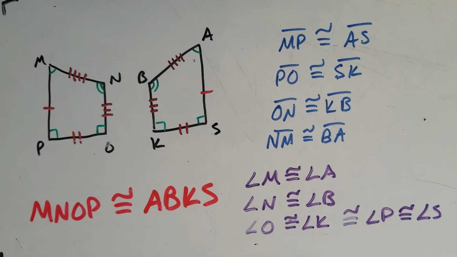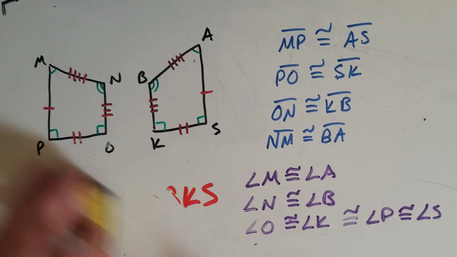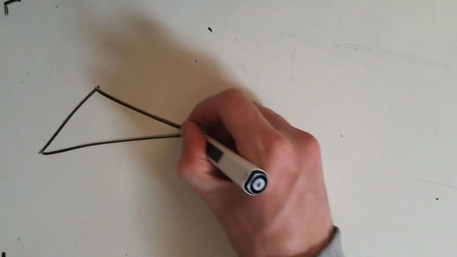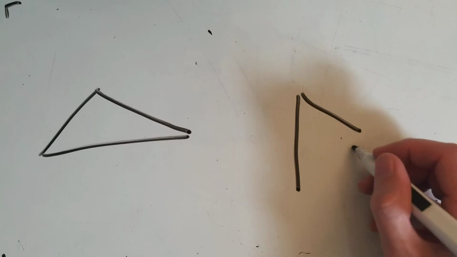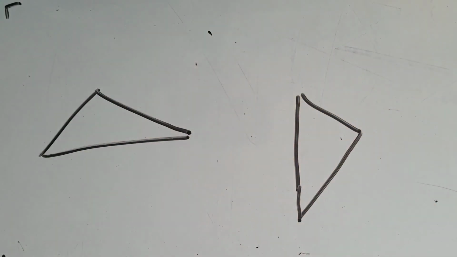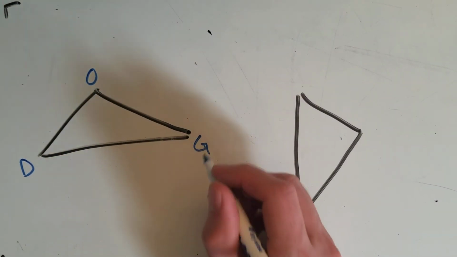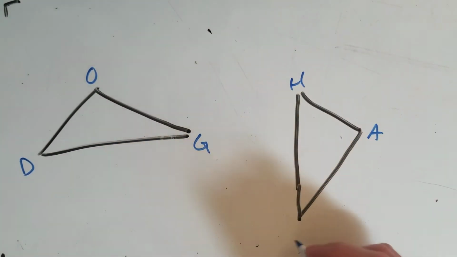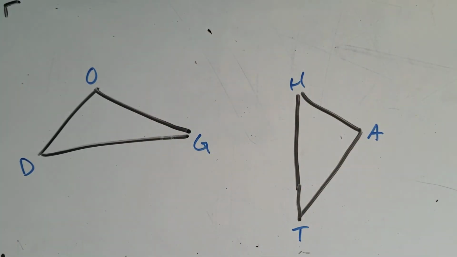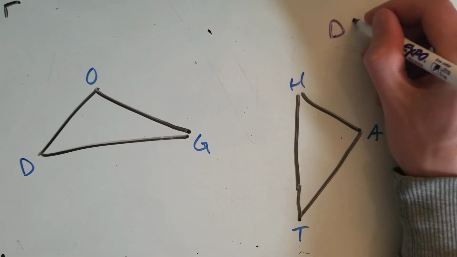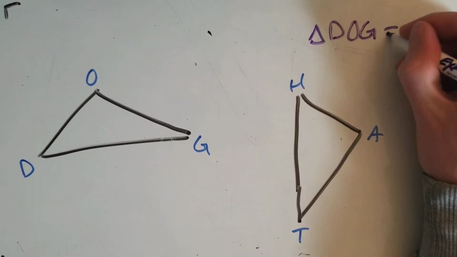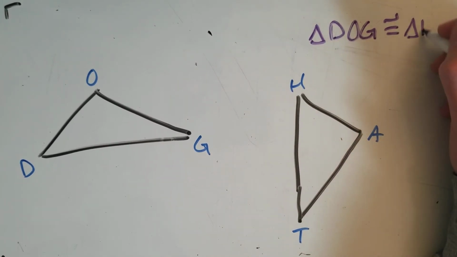Okay, our next one, we have triangles now. And this one we're going to have to do some congruency markings. So here we have a triangle like this, and a triangle like this. And we have triangle DOG and triangle HAT. And we are told, this is really important here, that triangle DOG is congruent to triangle HAT.